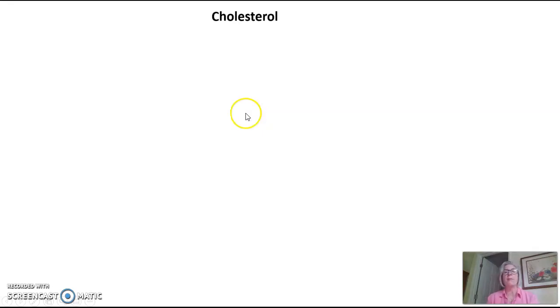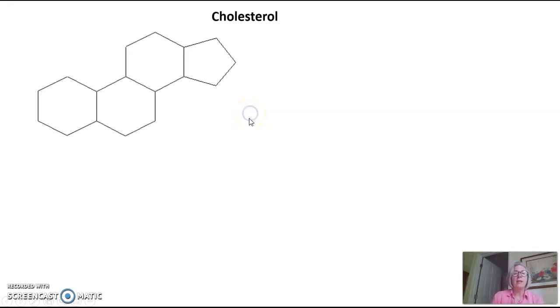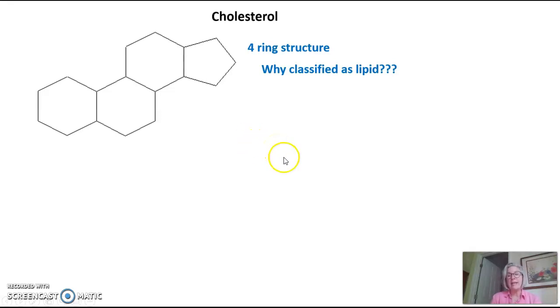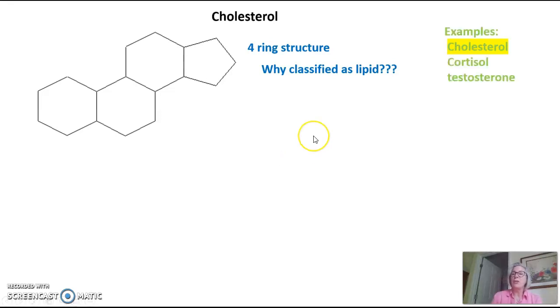The last lipid I want to talk about tonight is cholesterol. Cholesterol is composed of this 4-ring structure. It doesn't look anything like a phospholipid or a triglyceride. So why do we classify it as a lipid? Well, if you remember from a previous video, lipids are classified as anything that doesn't dissolve in water. That's a pretty broad definition. So some examples of these are cholesterol itself, cortisol, and testosterone. These are all steroids. I'm going to focus on cholesterol itself.